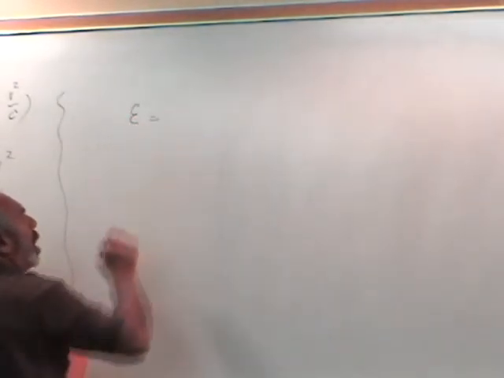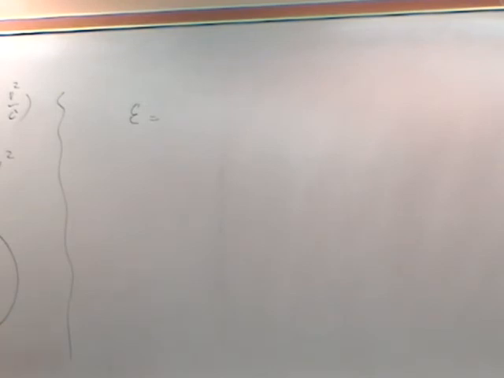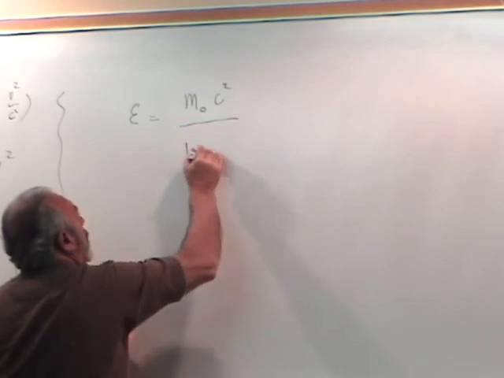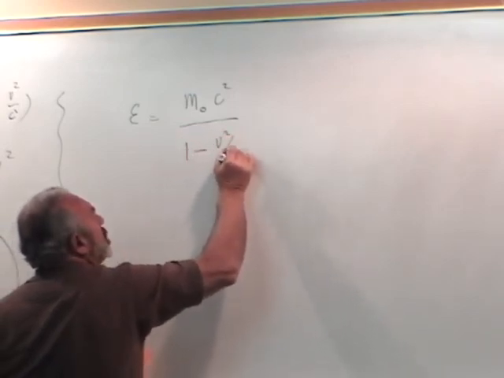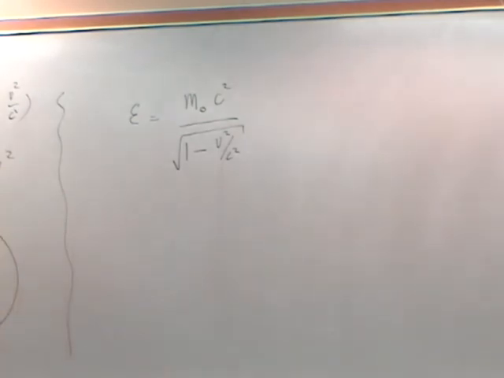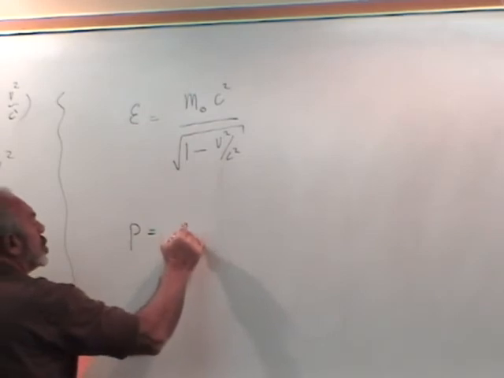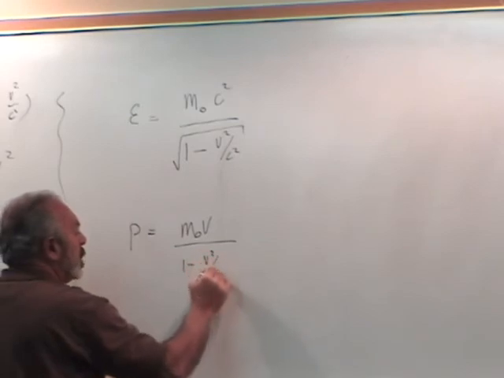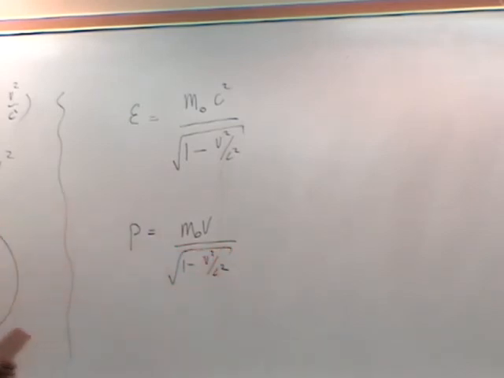Let's start by describing the energy of a massless particle. The energy of a massless particle is, of course, mc squared, which is m naught c squared over the square root of 1 minus v squared over c squared. And the momentum of a particle, p, is, of course, mv, which is m naught v over the square root of 1 minus v squared over c squared. Okay, there's the energy and the momentum of a particle.